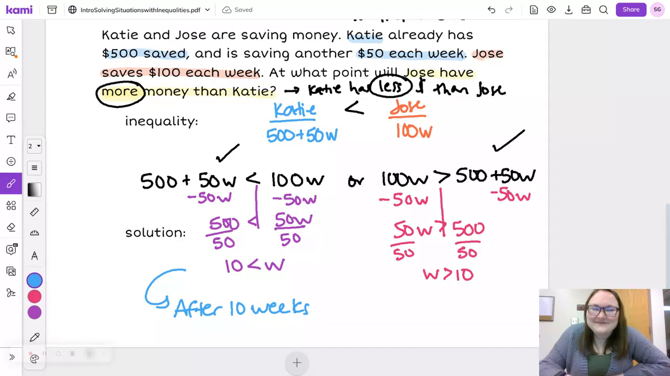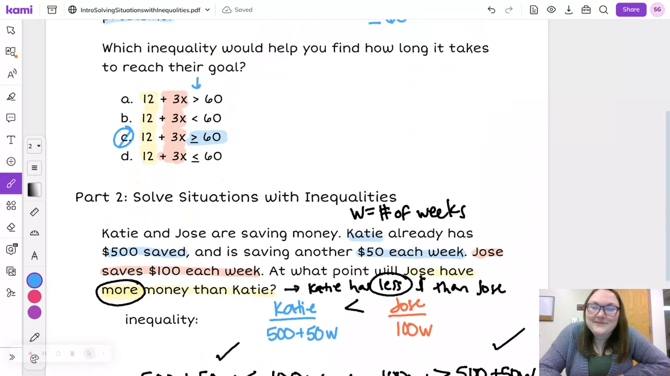We'll do more problems like this similar to this and the one above in class today.